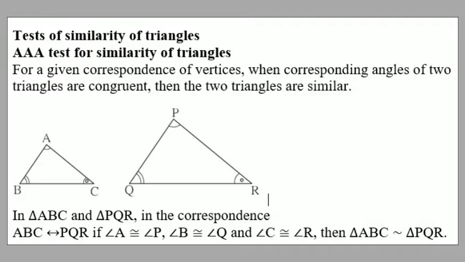For a given correspondence of vertices when corresponding angles of two triangles are congruent, then the two triangles are similar. In triangle ABC and triangle PQR, in the one-to-one correspondence ABC and PQR, if angle A is congruent to angle P, angle B is congruent to angle Q, and angle C is congruent to angle R, then triangle ABC is similar to triangle PQR.